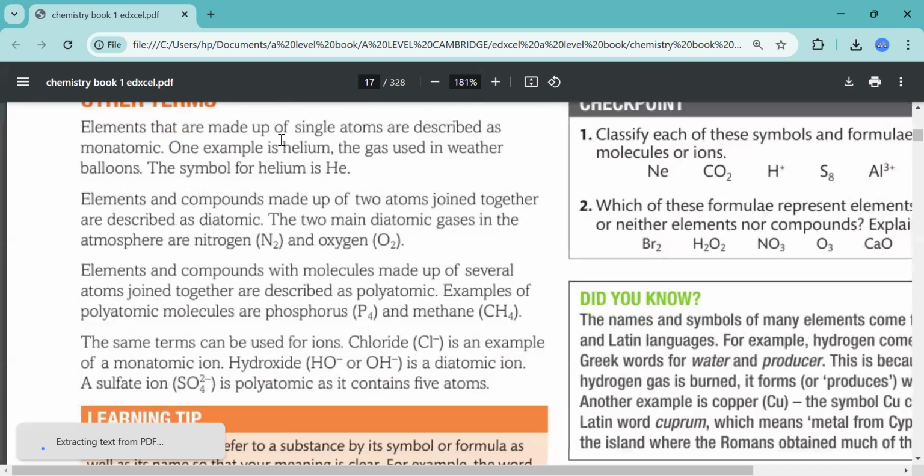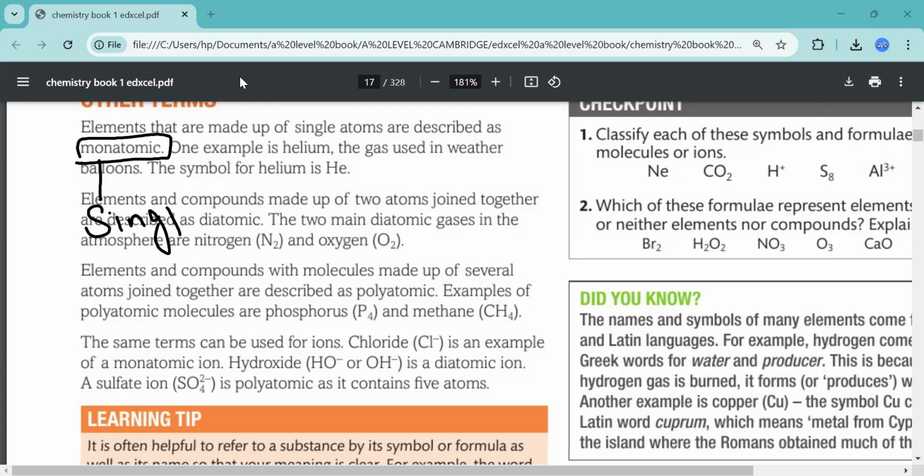Now, other things: monoatomic. What is meant by the words mono and atomic? Mono means single. Atomic means atom. So elements that are made up of single atoms are described as monoatomic. An example is helium. They exist in nature without making a molecule, in atomic state. Then there are elements and compounds made up of two atoms joined together.